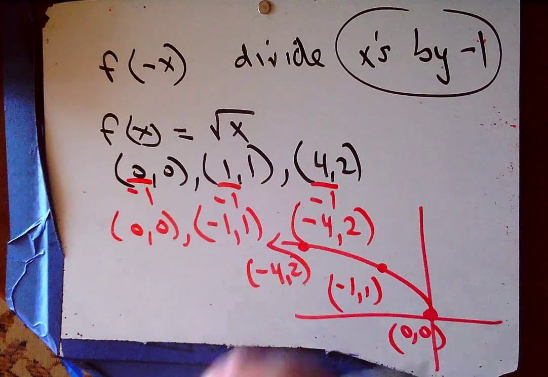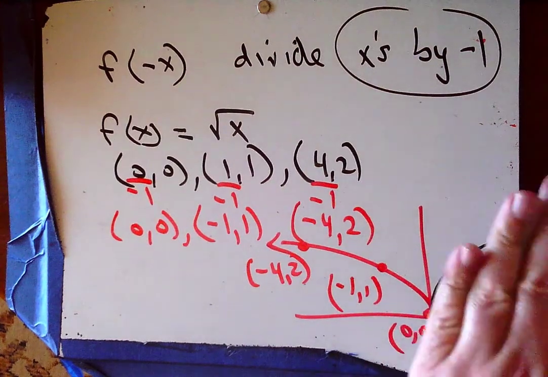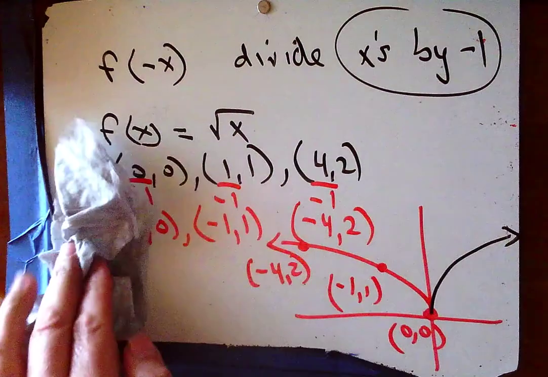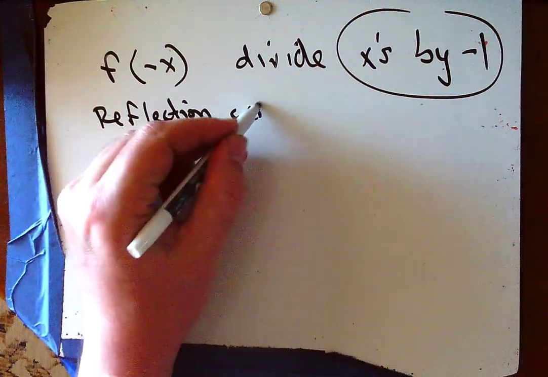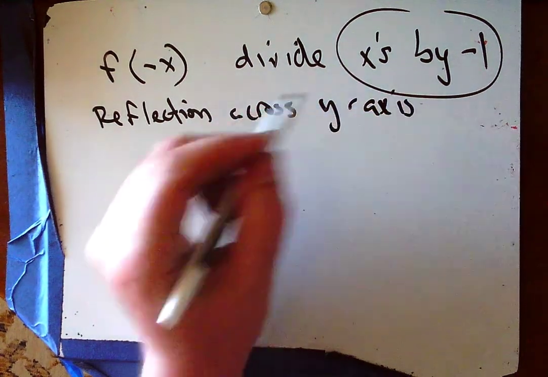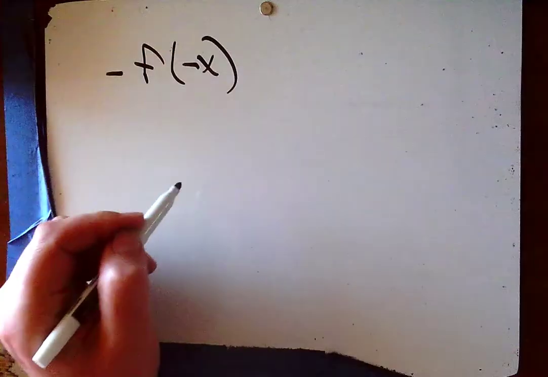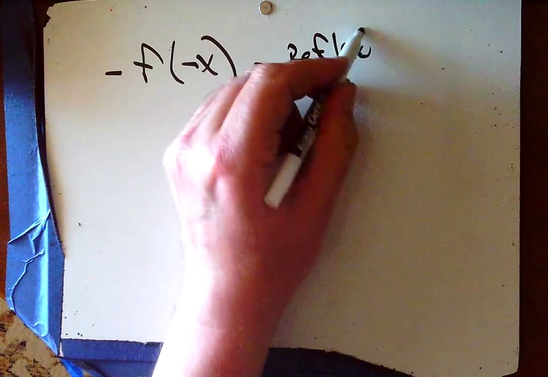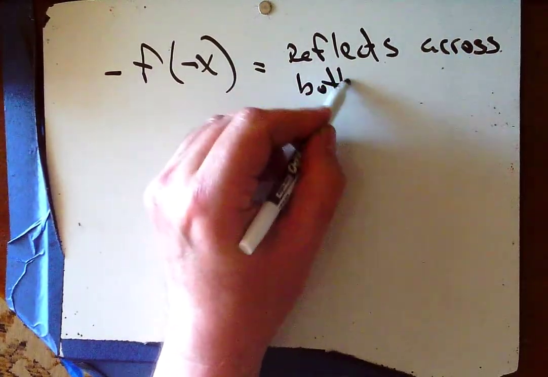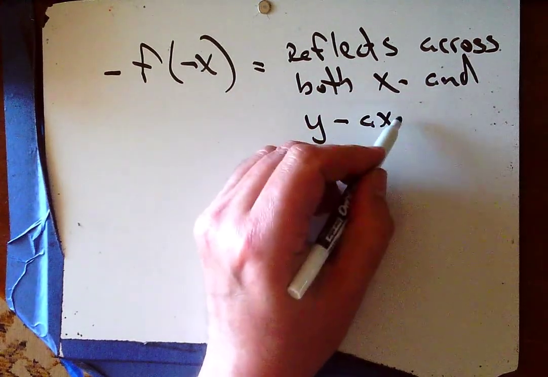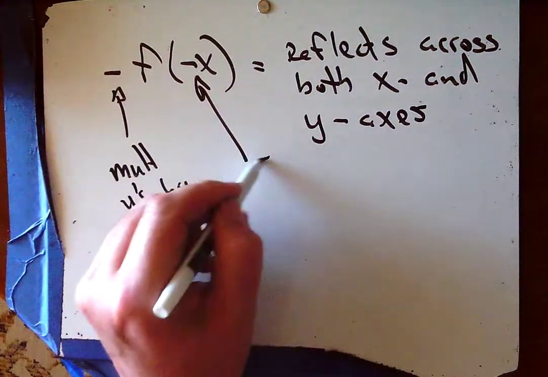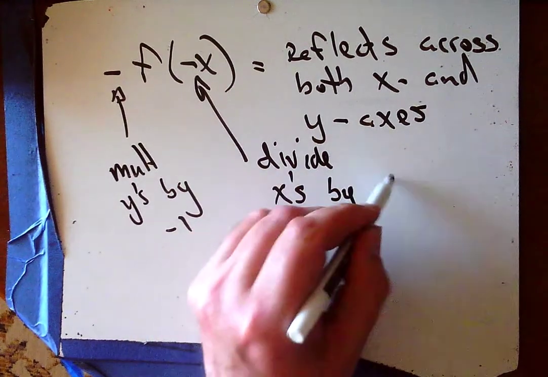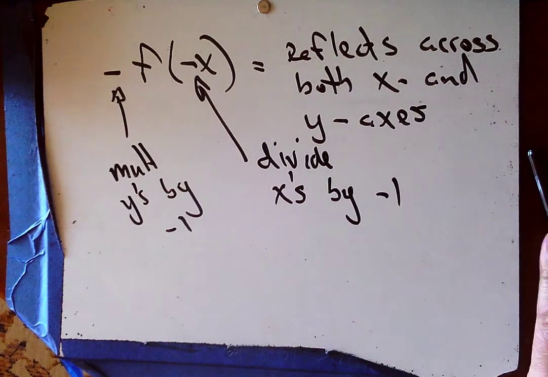Now, what happened to our original reference graph? This was our reference graph. I noticed that it too reflected, but it didn't reflect across the x-axis. This was a reflection across the y-axis, because I'm dividing all the x's by negative 1. And if I have negative f of negative x, that's a double reflection. This reflects across both x and y axes. And I know that because I'm going to multiply the y's by negative 1. And this tells me to divide the x's by negative 1. Great. So now we've got all our transformations.